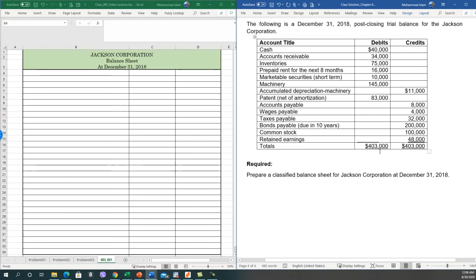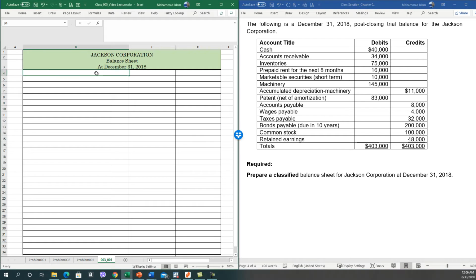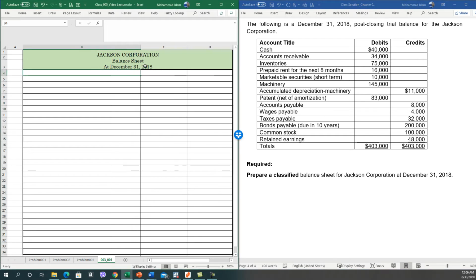Okay, 403,000 each. And now the requirement is to prepare a classified balance sheet for Jackson Corporation on December 31st, 2018. Here we have taken an Excel file. Okay, here it is. So let's start to solve the problem.